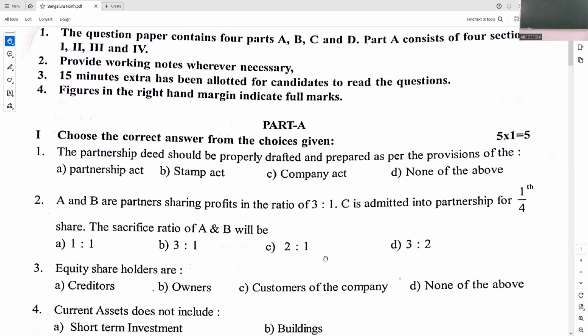C is admitted into 1/4 share. The sacrifice ratio of A and B will be... See, this is what we have done in the admission of partner problems.